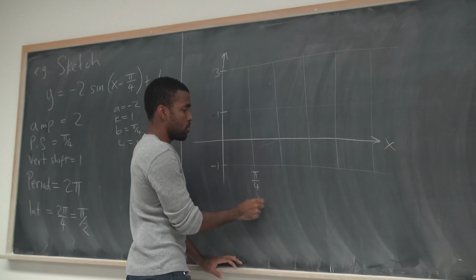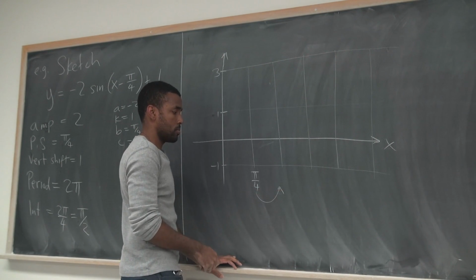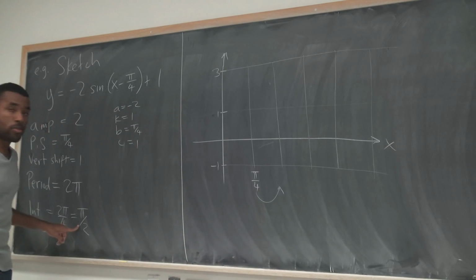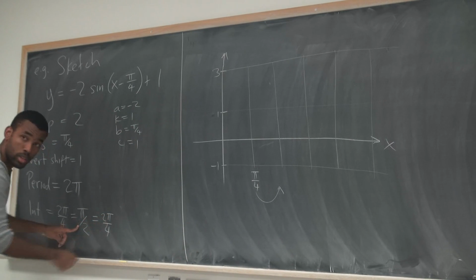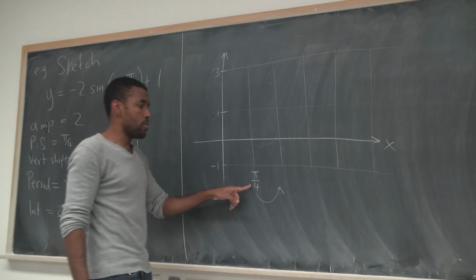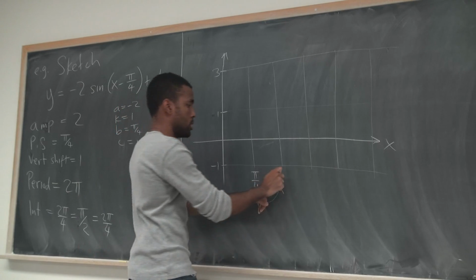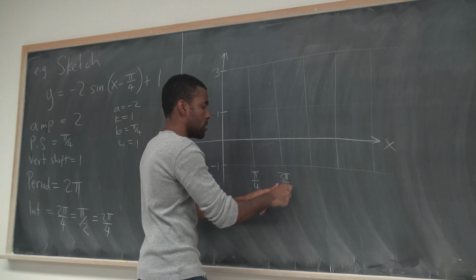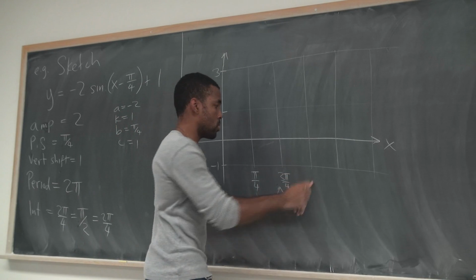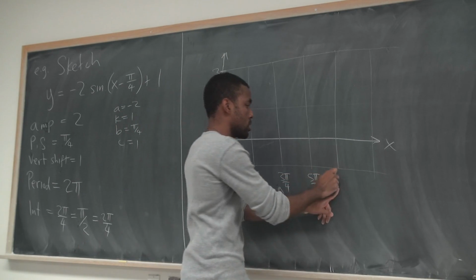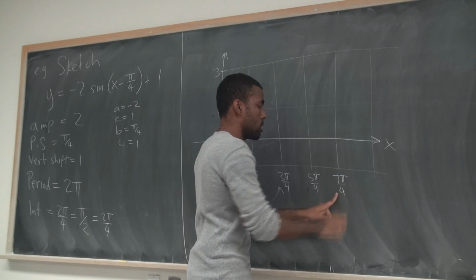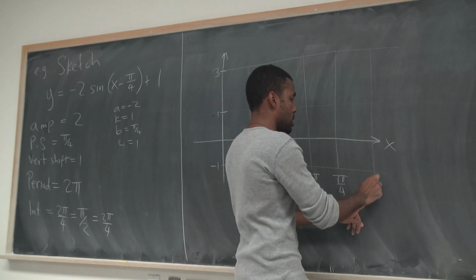So if this is pi over 4, what's that going to be? Just going to be pi over 4 plus pi over 2, right? Which I can think of as 2 pi over 4. So pi over 4 plus 2 pi over 4 means the next part is going to be 3 pi over 4. Plus 2 pi over 4, this is going to be 5 pi over 4. Plus 2 pi over 4, this is going to be 7 pi over 4. Plus 2 pi over 4, this is going to be 9 pi over 4.